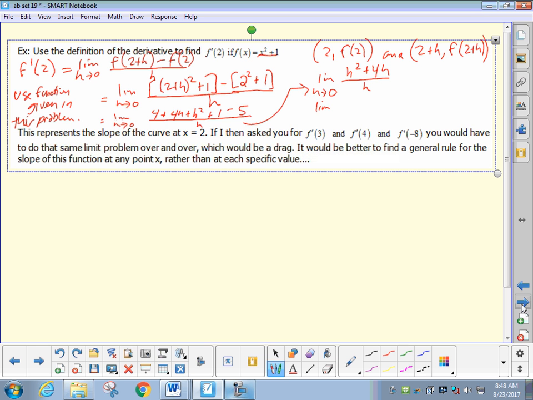Simplify that, please. Do you agree that I can't do that limit right now because it's 0 over 0? So we're going to do some algebra cleanup here. Okay, so what can you do? H plus 4, sorry, h plus 4. And so as h goes to 0, what is h plus 4 approach? 4.